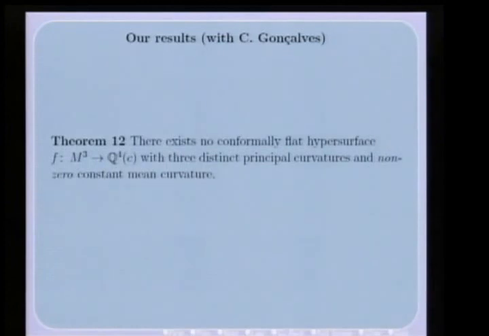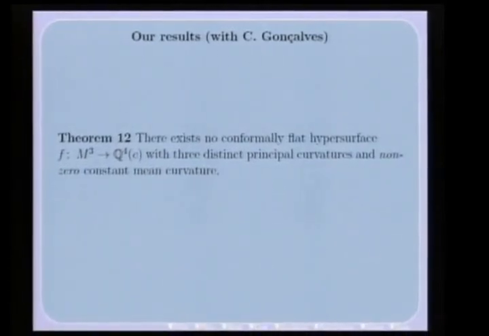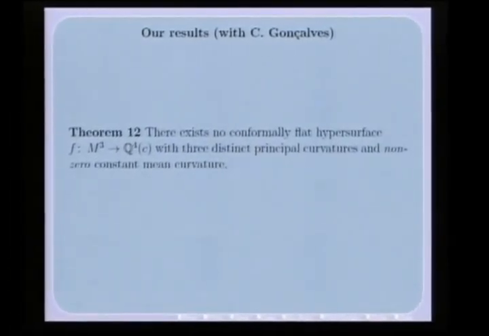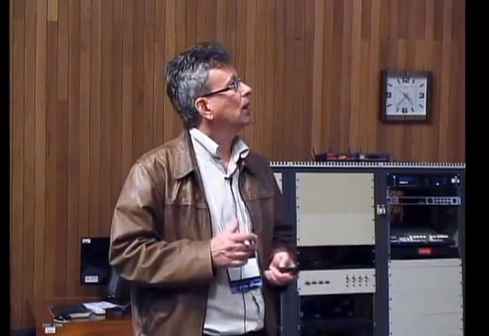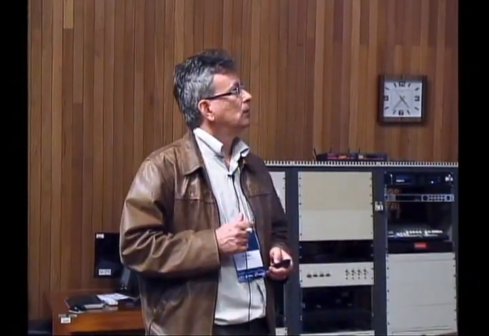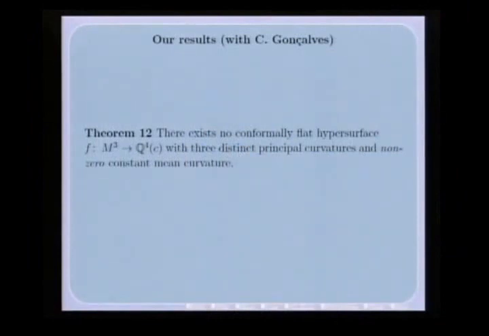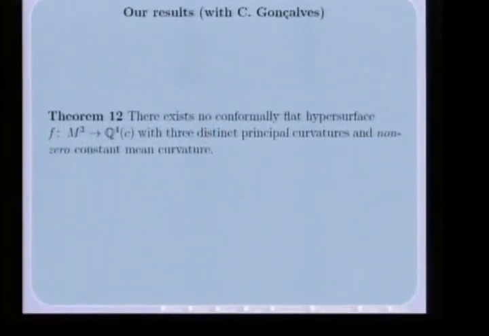And in fact, we could generalize it for any ambient space form, not only Euclidean space. So there does not exist any conformally flat hypersurface in any space form with 3 distinct principal curvatures and non-zero constant mean curvature. So the natural question to study now would be, what happens in the minimal case? Are there examples of minimal hypersurfaces which are conformally flat and have 3 distinct principal curvatures?